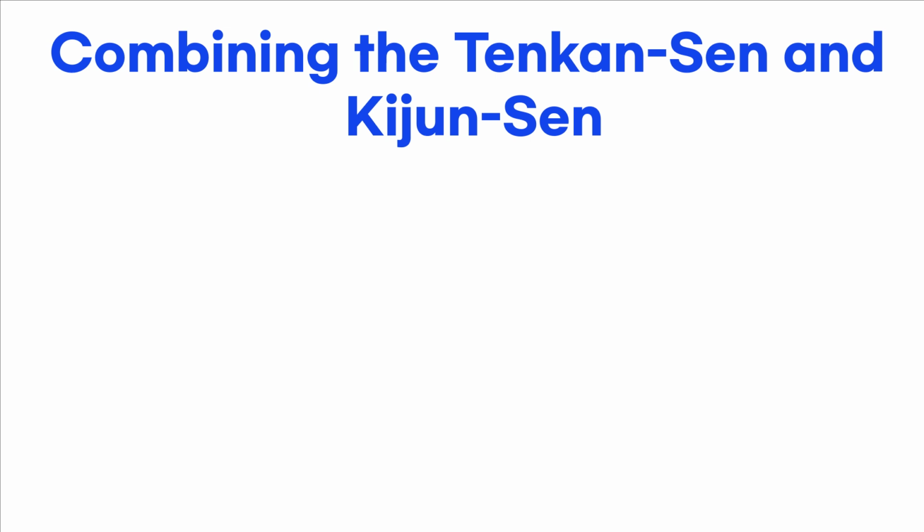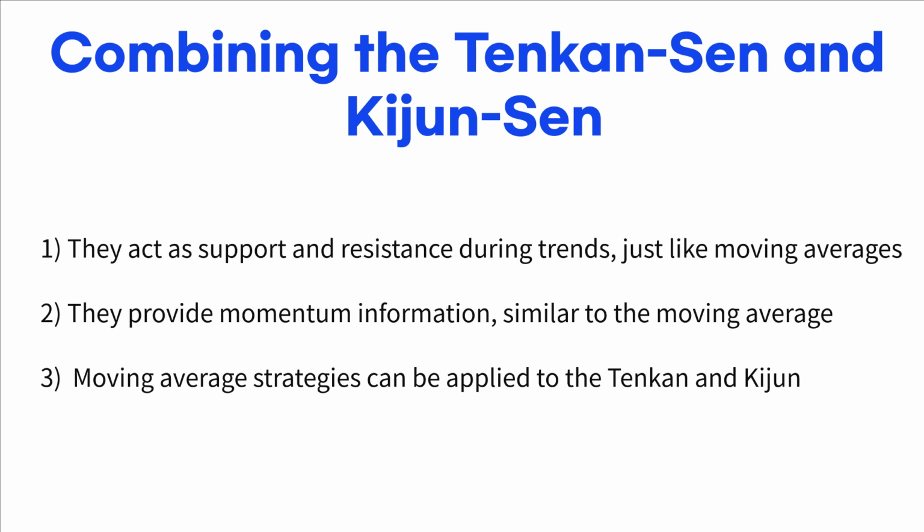These two lines are essentially moving averages, and they can be used in the following manner. 1. They act as support and resistance during trends, just like moving averages. 2. They provide momentum information, similar to the moving average. And 3. Moving average strategies can be applied to the Tenkan and Kijun.